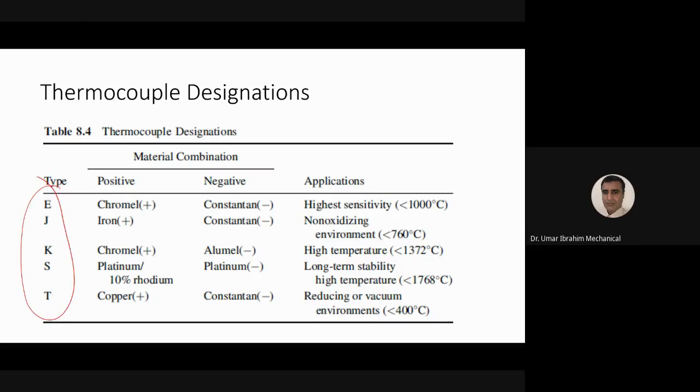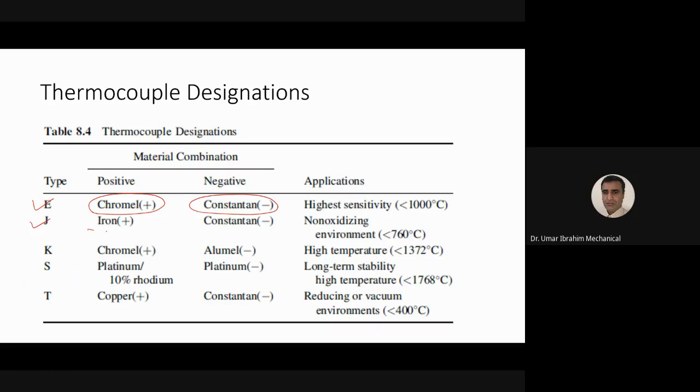Apart from that, they are E, J, K, S, T. These are the different thermocouples we have. And why do we call this one E? It is because E is made of chromel, and the two materials in E-type thermocouples are chromel and constantan.